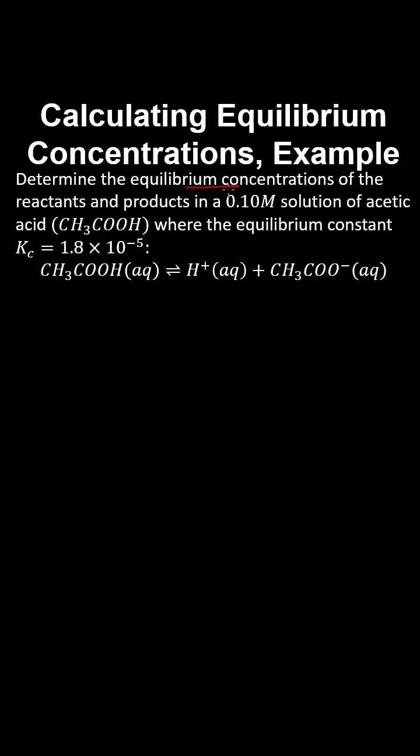Determine the equilibrium concentrations of the reactants and products in a 0.1 molar solution of acetic acid, where the equilibrium constant is given. So here we set up an ICE table where the initial concentration of the reactant is given, and before the reaction initiates, the concentration of the products is 0. And for every mole of acetic acid that's consumed, we have an unknown change in concentration, and using the mole ratios, we have the same unknown change in concentrations of the products.